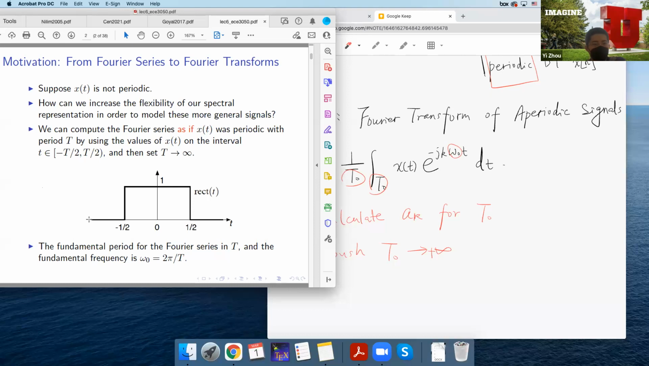So we can use this rectangle signal as a specific example. In the previous lectures, we talked about periodic rectangle signals, and for that signal we can do the Fourier series transform. But now this rectangle signal is aperiodic. It only has one rectangle part between negative 1/2 and 1/2. The amplitude is constant 1. So this is an aperiodic signal. Now let's try to calculate its Fourier series following this idea.